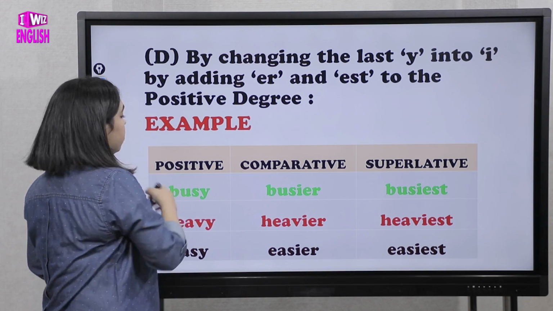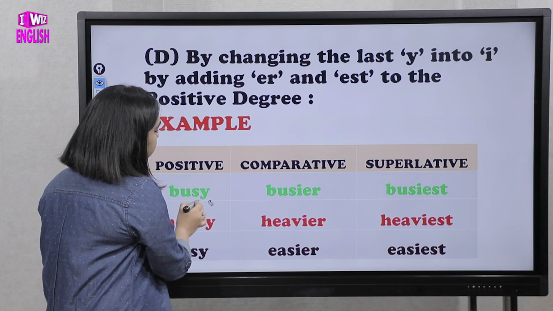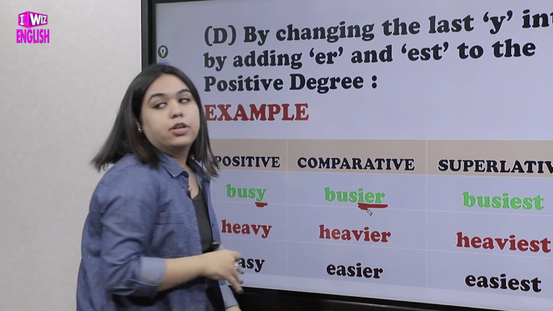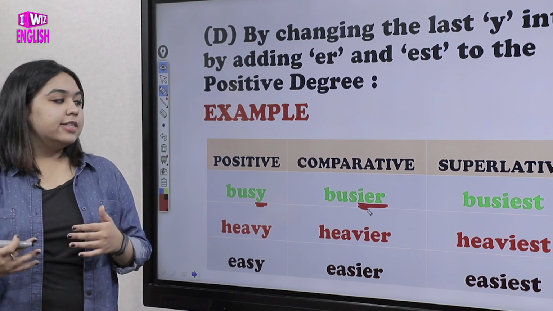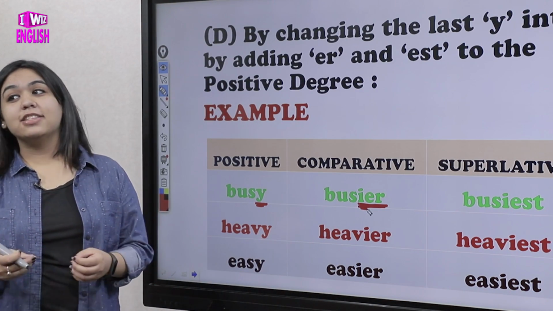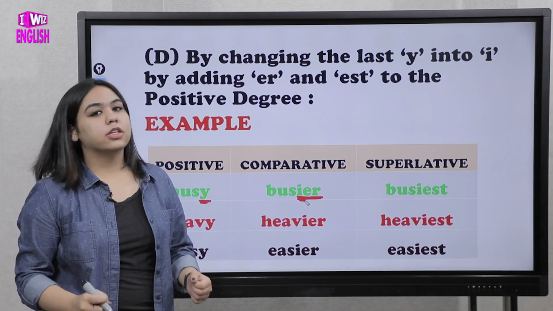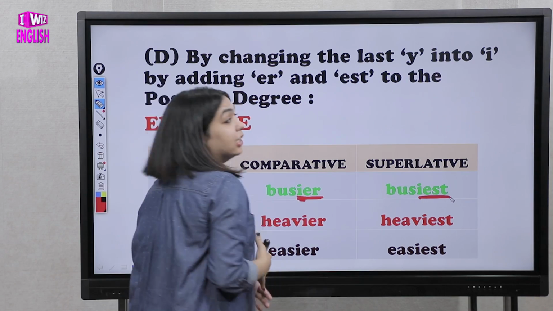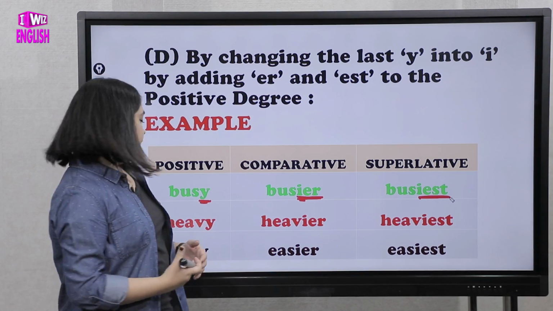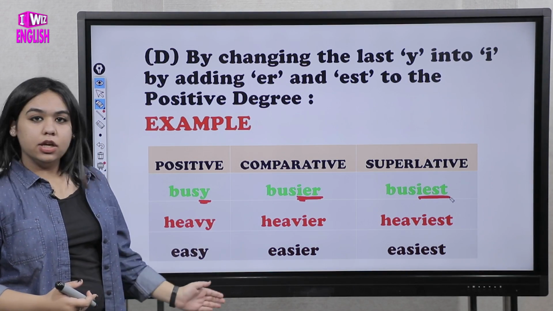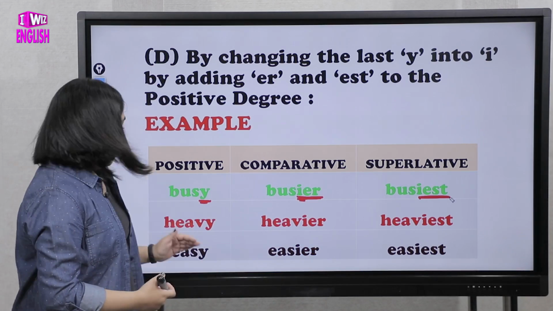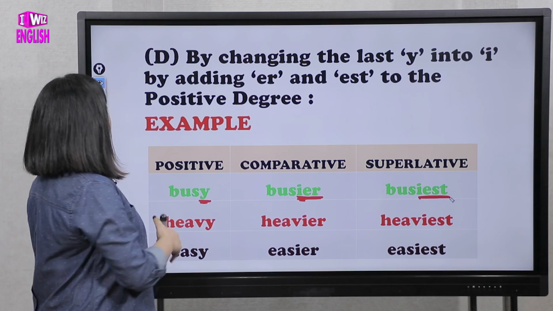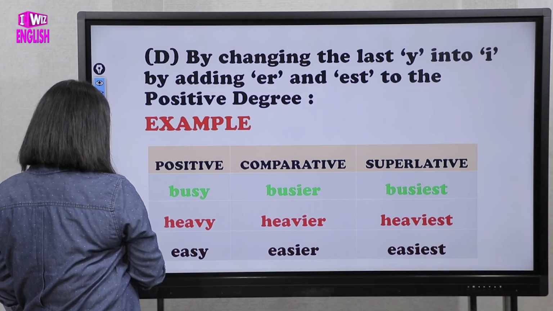How are you going to make this word? You will simply remove this Y and add IER to it. Okay. And one of our friends, say Ram, comes into the picture and he says, I had the busiest day today. Okay. So, busiest, IEST, that's the superlative form. Okay. So, again, heavy, heavier, heaviest. Easy, easier, easiest. So, I hope it's clear to you, and we'll proceed.